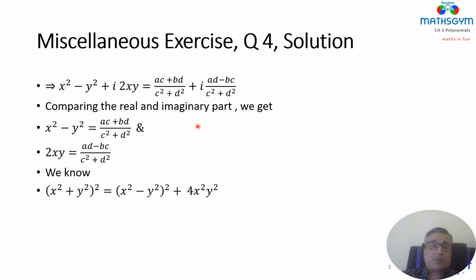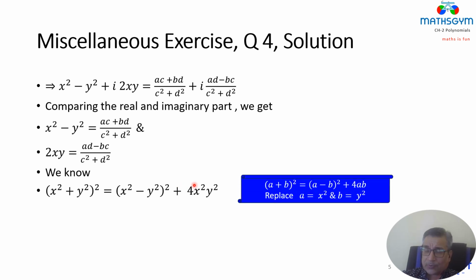And we know that x square plus y square whole square, pay attention, can be written as x square minus y square whole square plus 4x square y square. Take a look at the concept we have used. It is basically a plus b whole square can be written as a minus b whole square plus 4ab. I repeat, a plus b whole square is equal to a minus b whole square plus 4ab. Do an expansion and get confidence for yourself, but you need to memorize this formula as well.